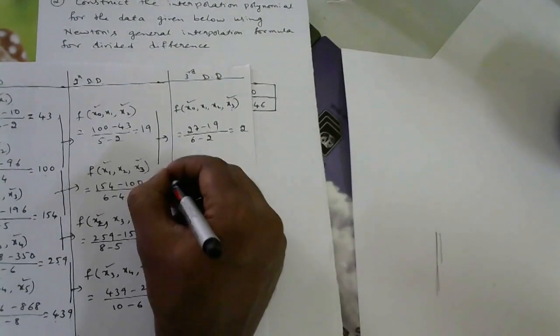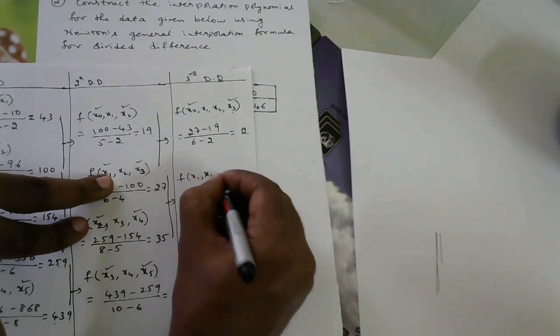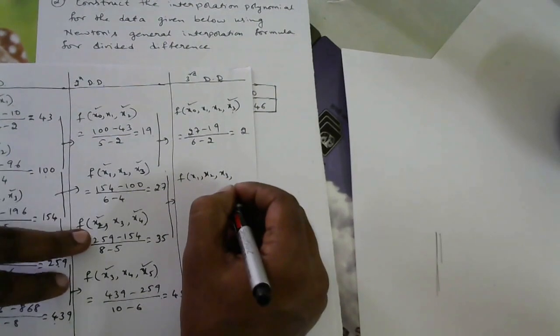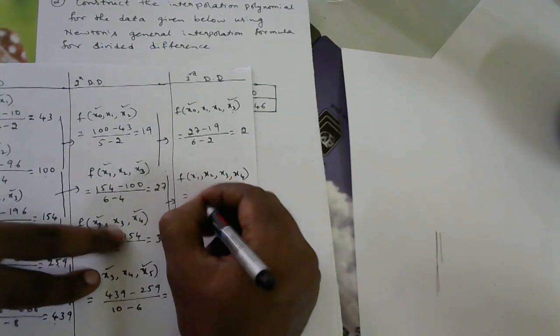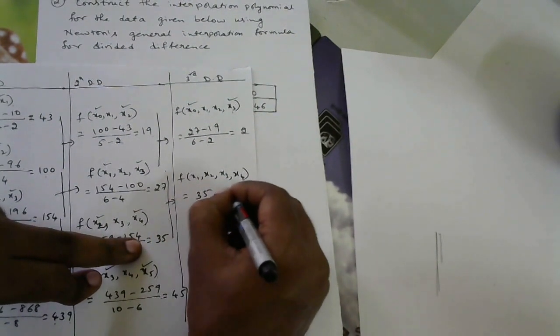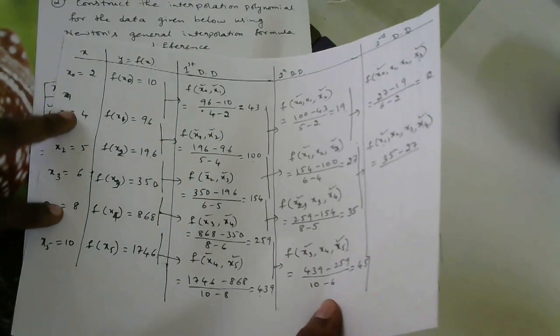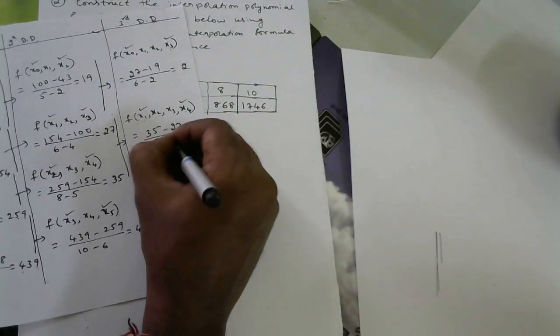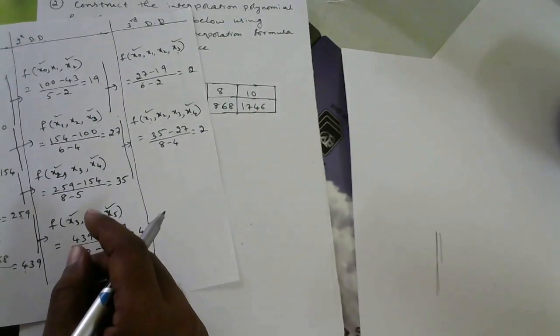Next we have to take these two differences. So f of x1, x2, x3, with x2 and x3 already taken, the remaining is x4. So it equals 35 minus 27, divided by last term minus first term, x4 minus x1. x4 is 8 and x1 is 4, so 8 minus 4. So what do you get here? Here also we get 2.